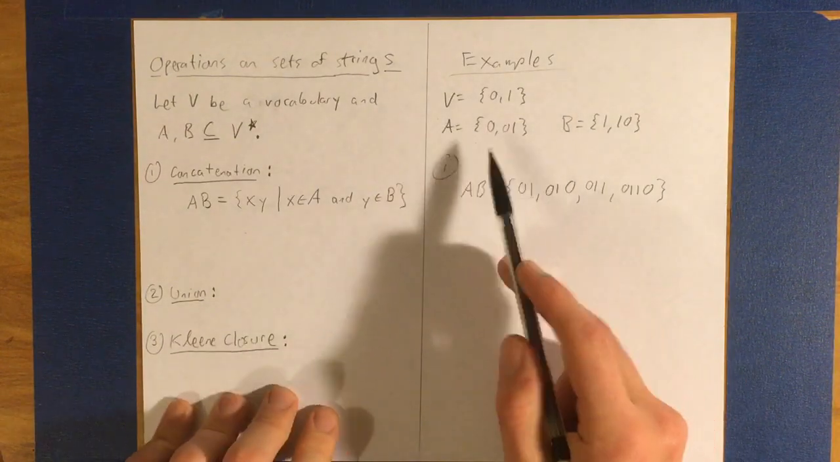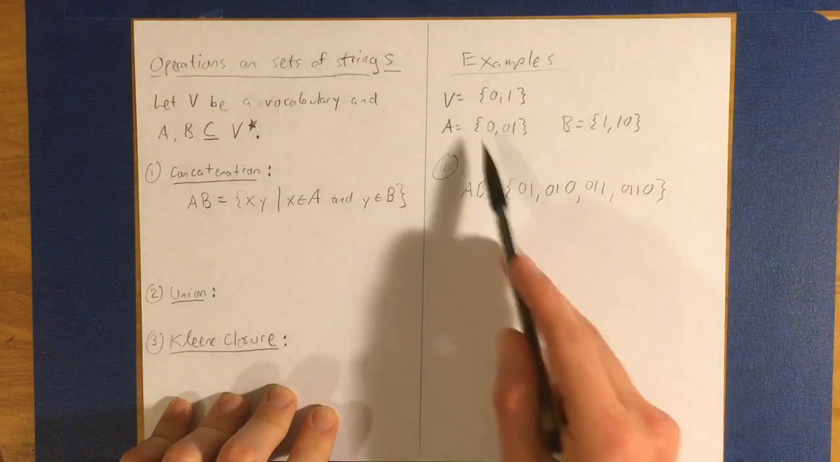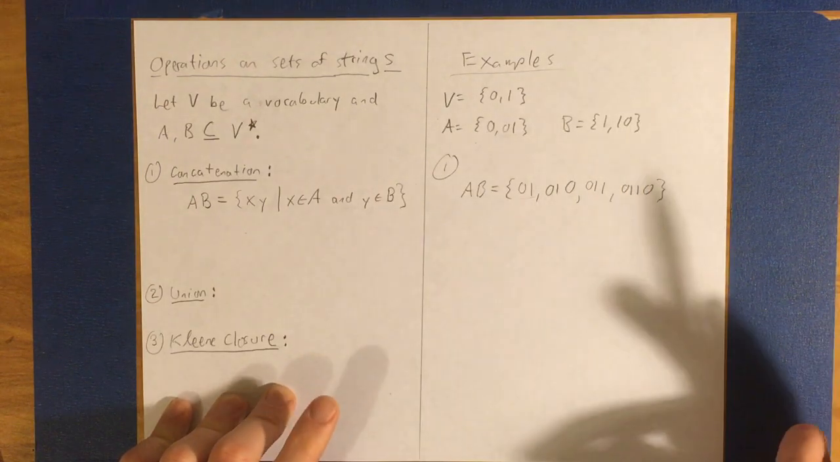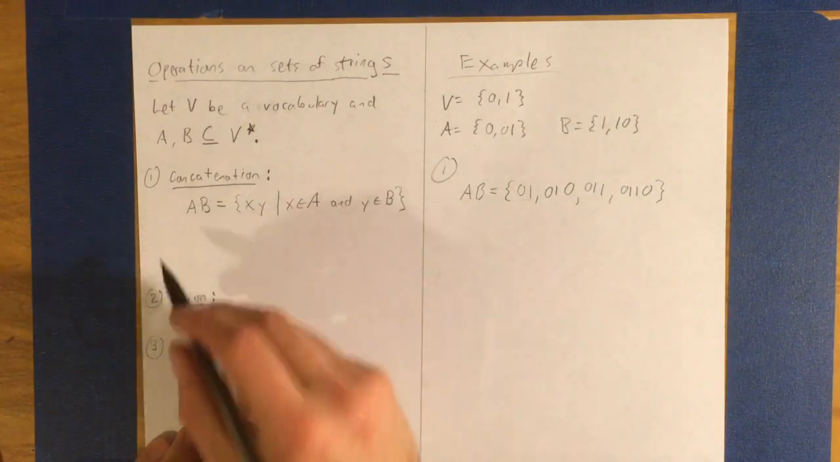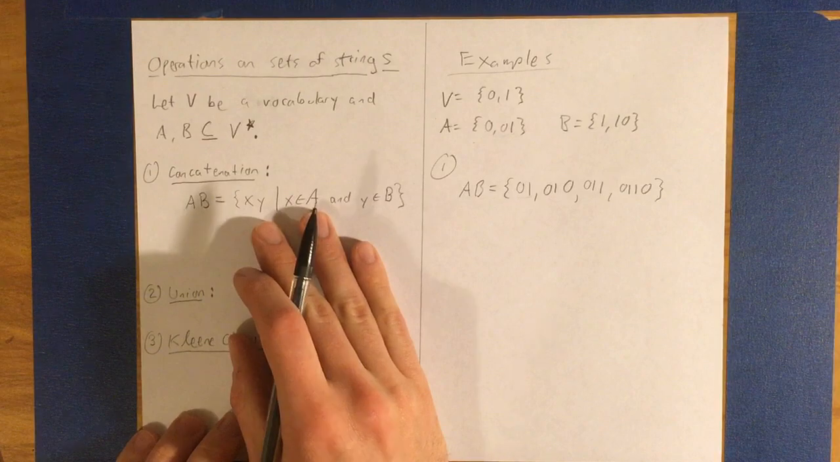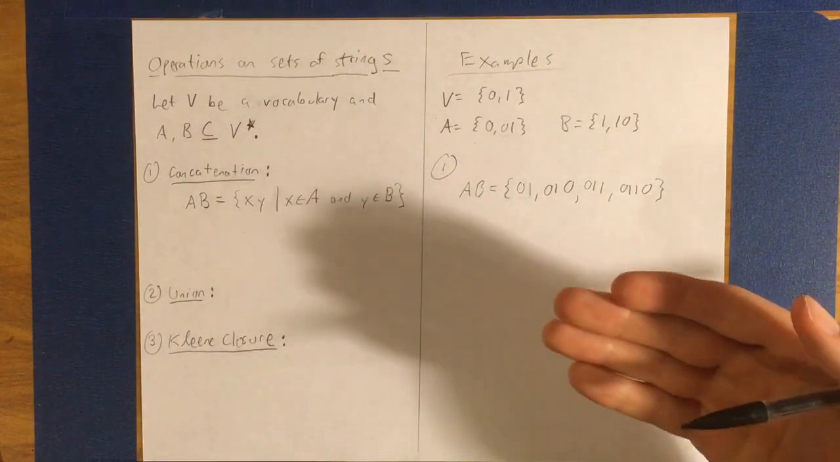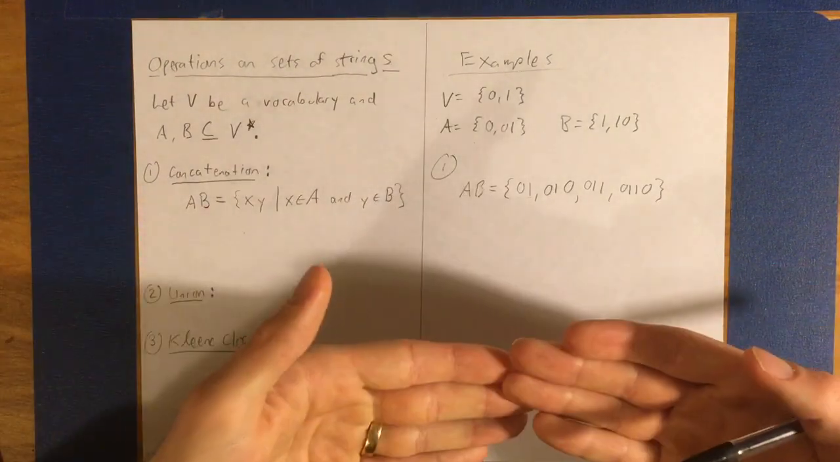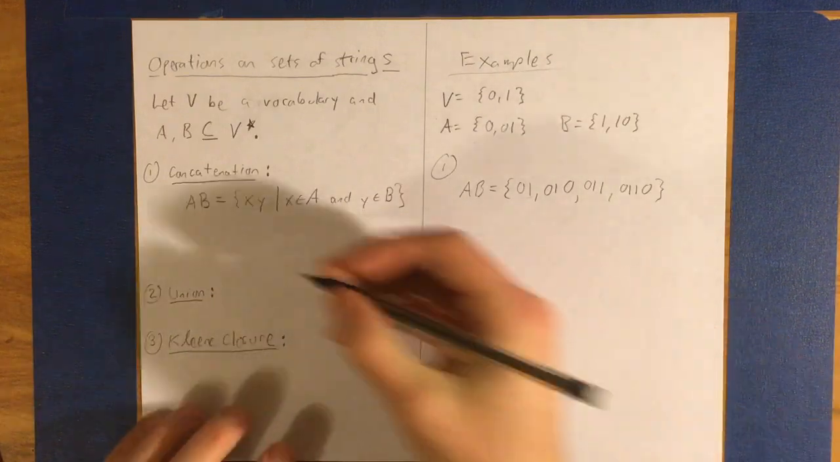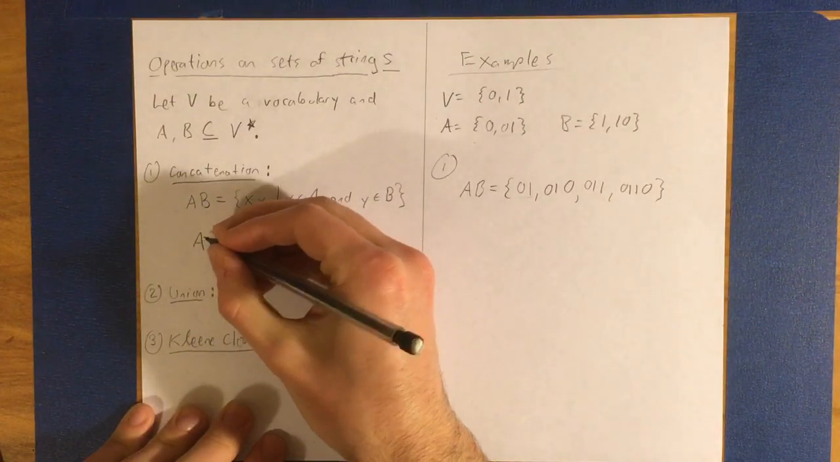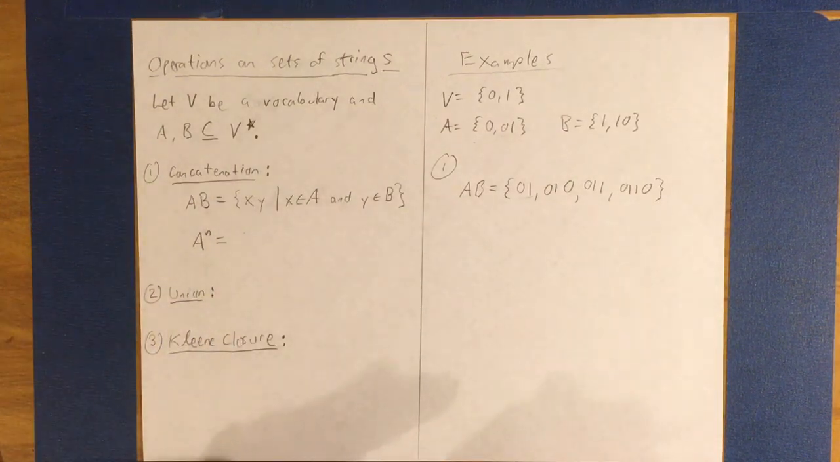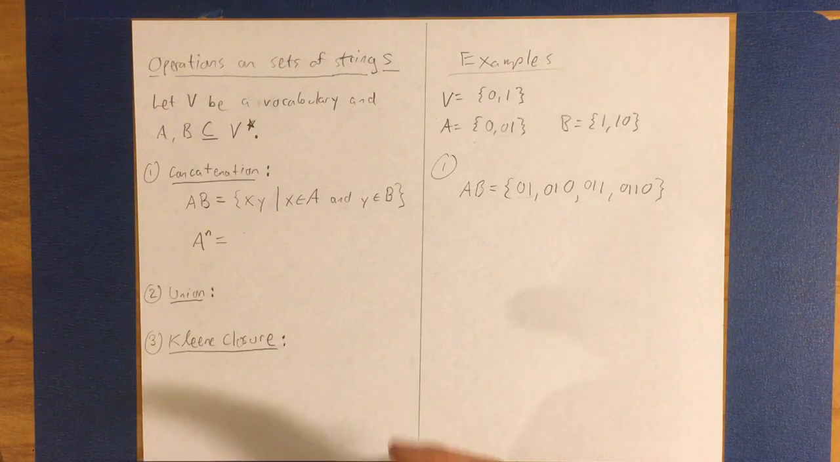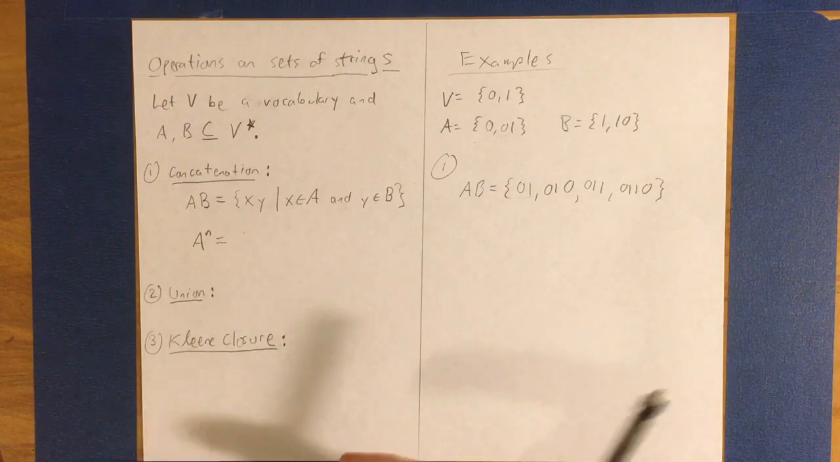And as you can see, since there's two elements in A and two elements in B, 2 times 2 is 4. We have 4 elements in AB, just like a Cartesian product. And also similar to Cartesian products, you can take the concatenation of a set of strings with itself, and you can represent that by a power. So we're going to define A to the power n by concatenating A with itself n times.